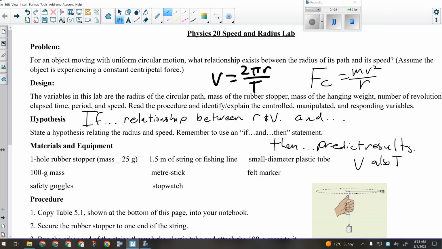Okay, so the apparatuses are already half built. There are rubber stoppers with strings already attached to them. You just have to run the string through the tube and put the 100-gram mass on the bottom.